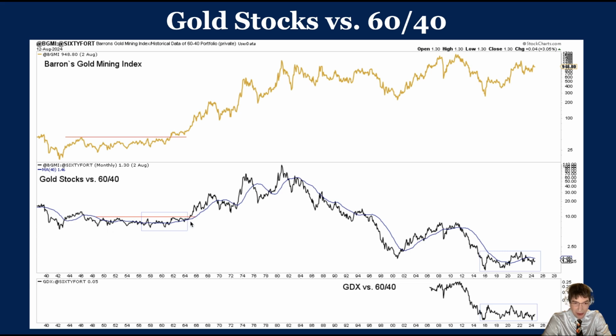And then it finally broke out here, 1965, a little bit after this one. But look, this is a master of the obvious statement. If we're going to get a big move in gold stocks, or a really big move in gold to not just 3,000, but 4 or 5, maybe 6,000 in the next 3 or 4 years, you're going to have to outperform the 60-40. So that's why these ratios are so important.